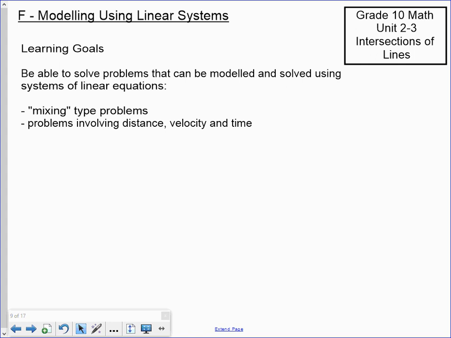All right, so this is our second lesson on modeling using linear systems. Our learning goal is still the same here. We want to be able to solve problems that can be modeled and solved using systems of linear equations. In the last lesson, we looked at what I called mixing type problems. And today we're going to look at problems involving distance, velocity, and time.